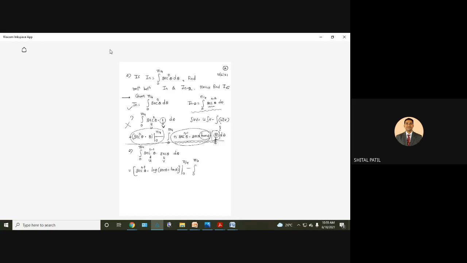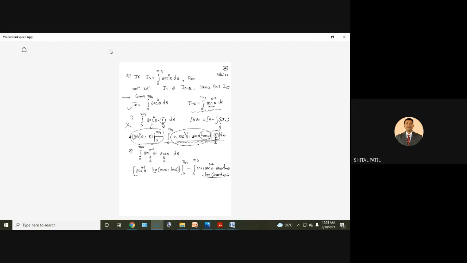0 to pi by 4. Then u dash. Okay, so the derivative is n minus 1 sec raised to n minus 2 theta and then sec theta tan theta. Till here we don't have any problem. Into integration of sec theta. But what is the integration of sec theta? Log of sec theta plus tan theta, d theta. And we have a problem due to this logarithmic term.